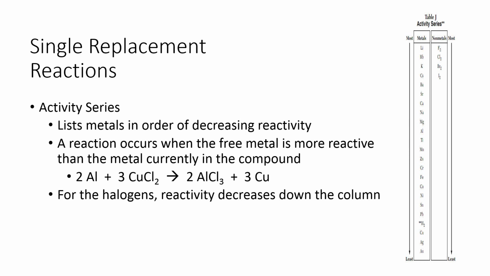And we also use this with halogens. So for halogens, reactivity decreases down the column. So if you look at their location on the periodic table, fluorine is going to be most reactive, iodine would be least reactive.